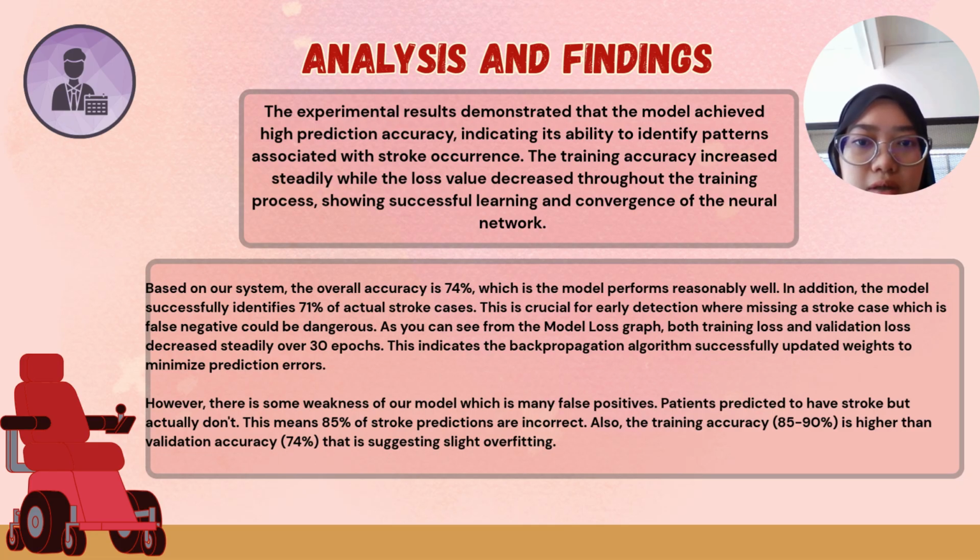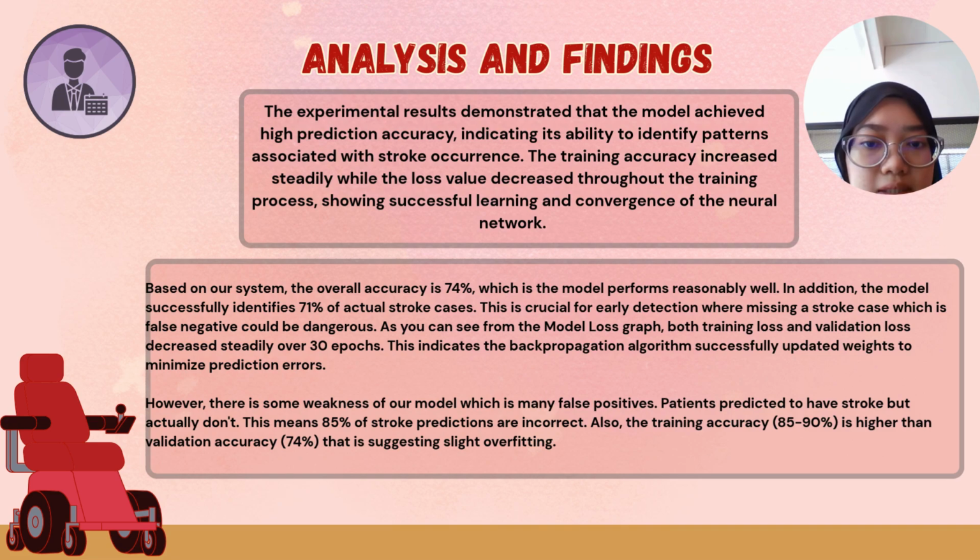So, for the analysis part, our system is really successful. The training accuracy increased steadily while the loss value decreased throughout the training process, showing convergence of the neural network. Based on our system, the overall accuracy is 74%, which means the model performs reasonably well. In addition, the model successfully identifies 71% of actual stroke cases.